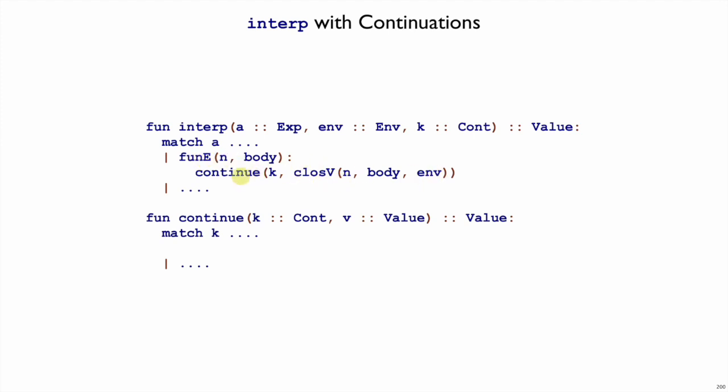So in the new interpreter, we continue with the current continuation, giving it that value, and we don't need to change continue at all because there's nothing extra we need to do when we start evaluating a function expression. We just produce a closure right away.